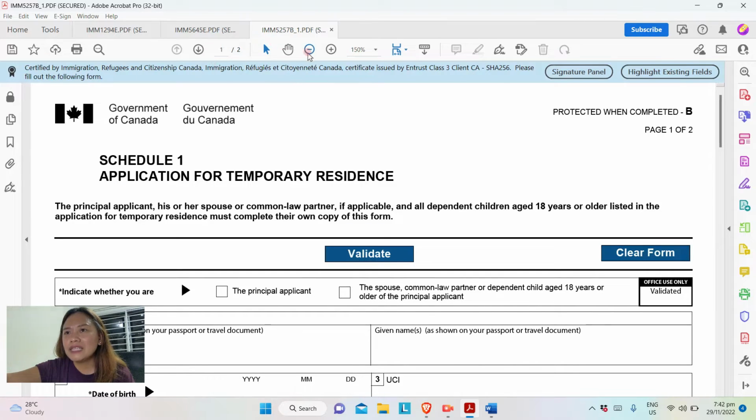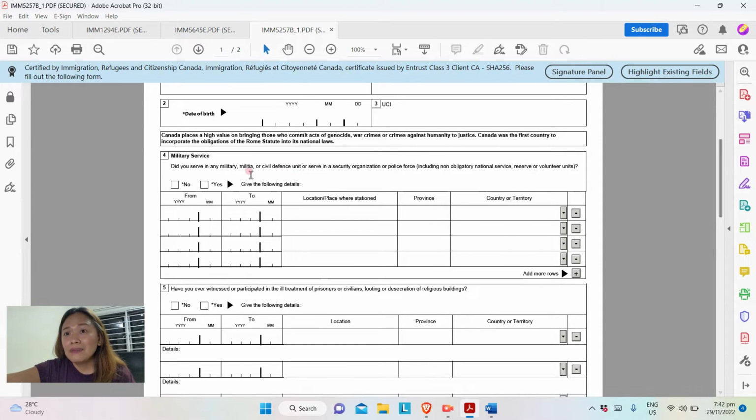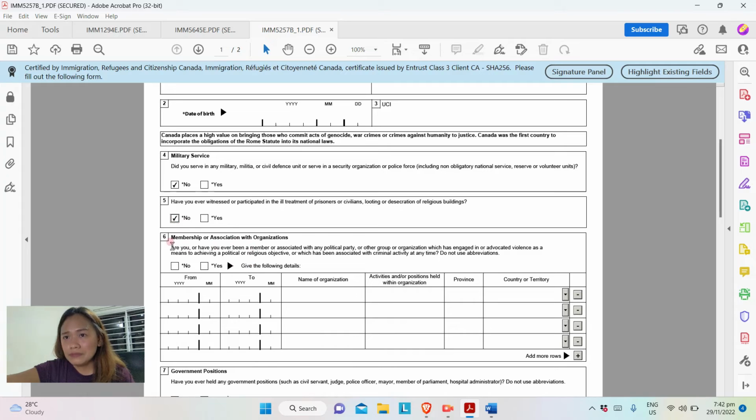Okay, this one has a validate button, as you can see, so you don't have to print and sign. Okay, so fill in the details, your name, date of birth, military service. If you didn't do any, just tick no. Have you ever witnessed or participated in ill treatment of civilians? So no. Membership or association with an organization like a political party and all that? So no.